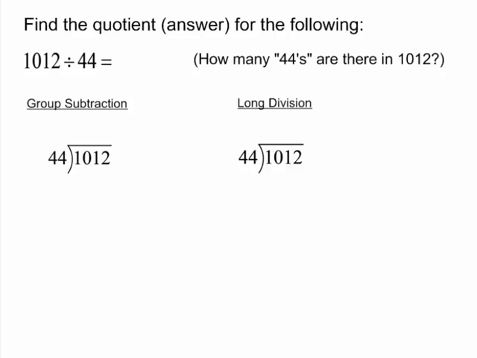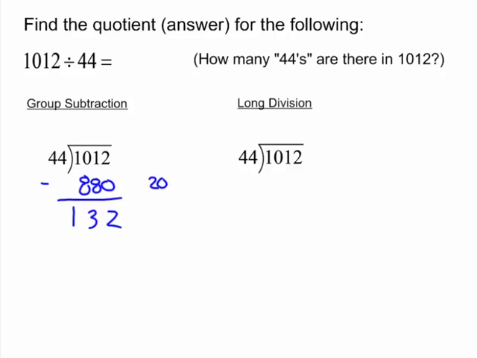If I want to take away groups of 44 from 1012, 10 groups of 44 would be 440. I can probably make the jump that 20 groups of 44 would be 880. So that's 20 groups of 44. I'm going to subtract those away. When I subtract, I'm going to have to borrow here, and I'm left with 132 left over. So I'll just erase my borrowing there.